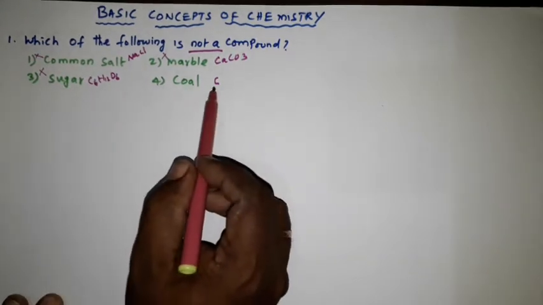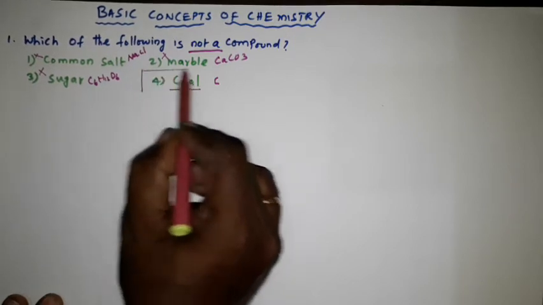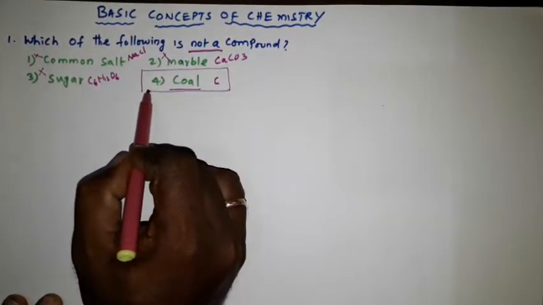See here, coal is only carbon. So this is not a compound. So option 4 is the correct answer. Okay, students.